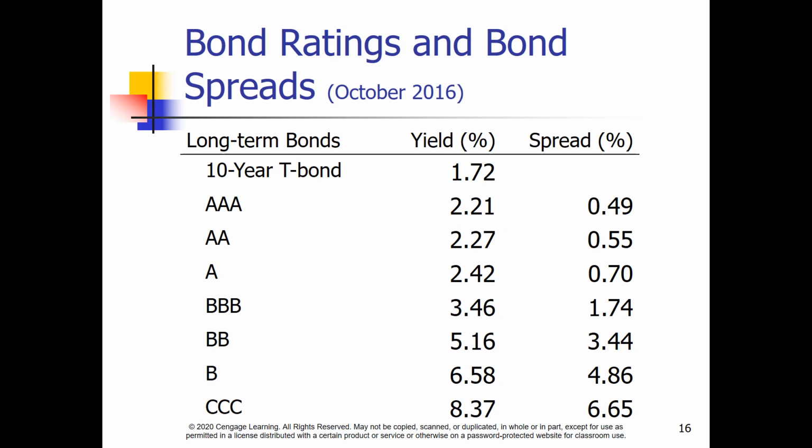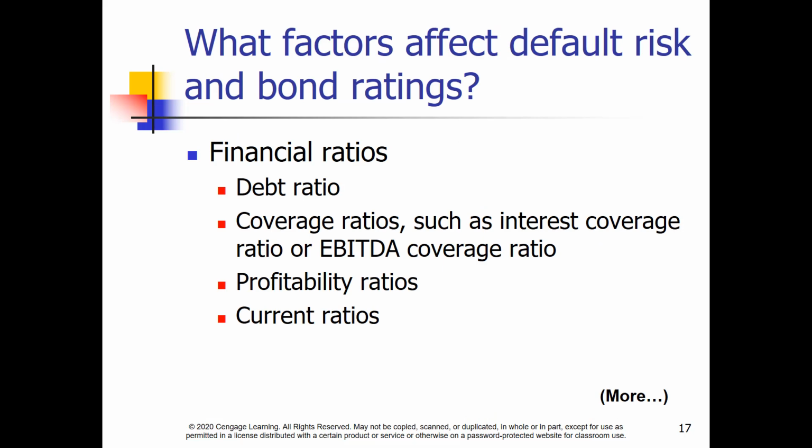As of October 2016, this table reflects the yield and the spread between the 10-year Treasuries and various ratings of bonds. As should be expected, as the rating declines, the yield and the spread rise. Bond rating agencies look at many of the same metrics as stock analysts, but with one major difference. Bond ratings are strictly concerned with the default risk, not growth.